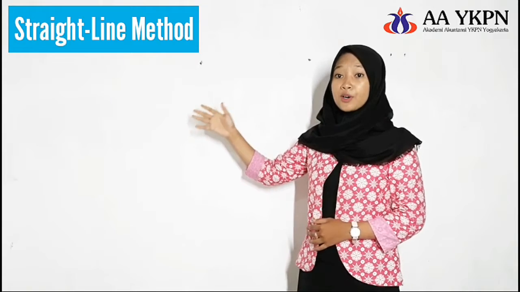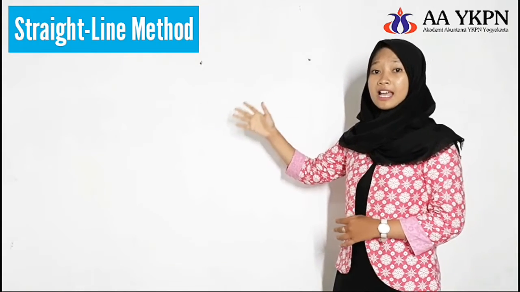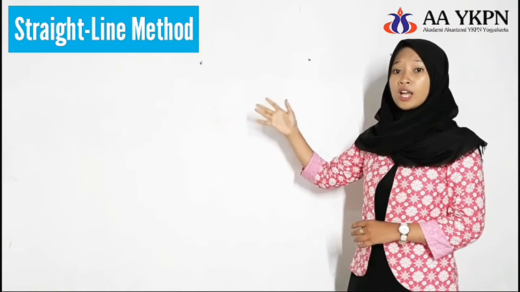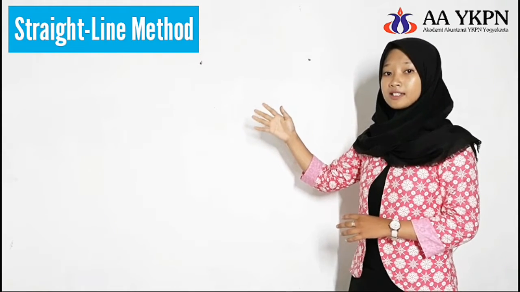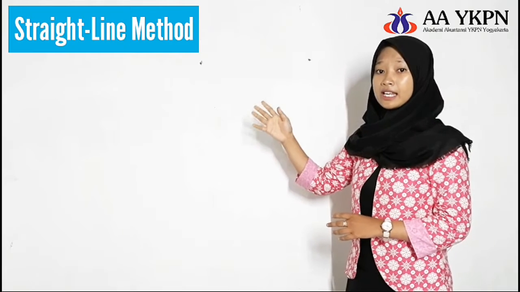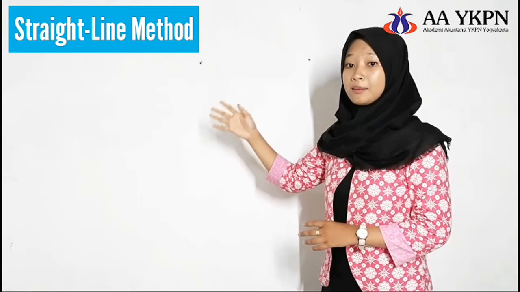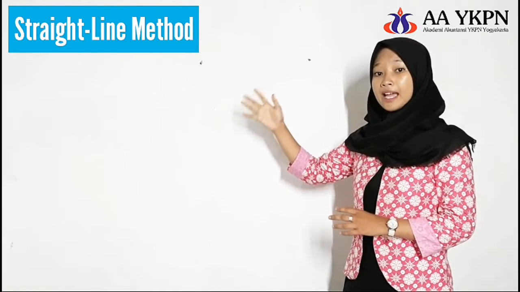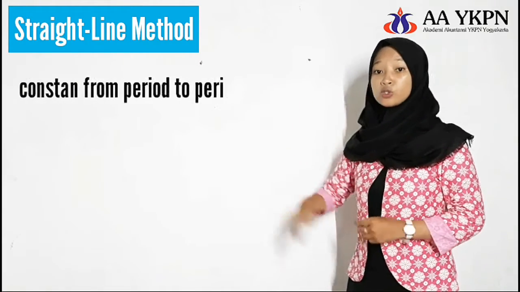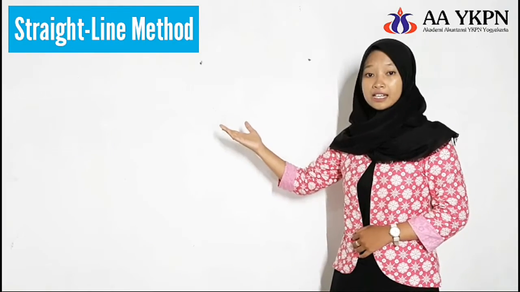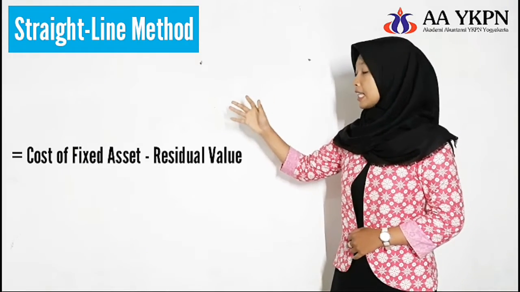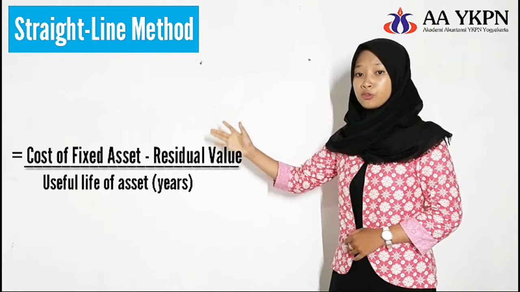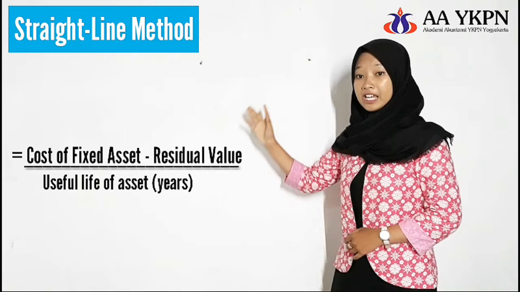The straight line procedure is often the most conceptually appropriate tool when creeping obsolescence is the primary reason for limited service life. The decline in usefulness may be constant from period to period. Depreciation is cost of fixed asset minus residual value divided by useful life of asset in years.